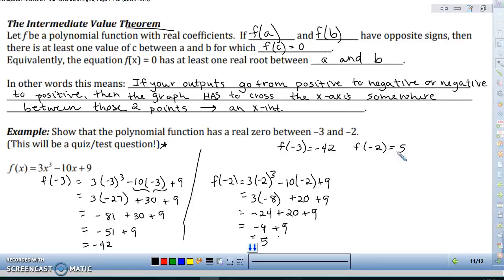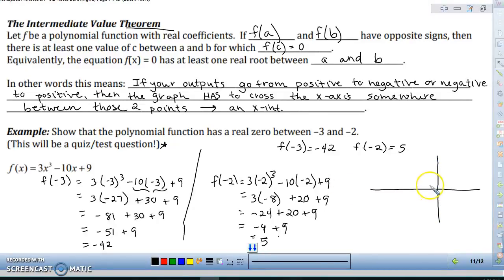So again, we have a detailed explanation of this on the notes page that can be found on the website. But what this means is that because I have opposite signs, I have a sign change, I'm going from a negative to a positive, there is only one way for me to get there, and that would require me to cross through the x-axis. I'll just show you a quick little picture to help us visualize this.